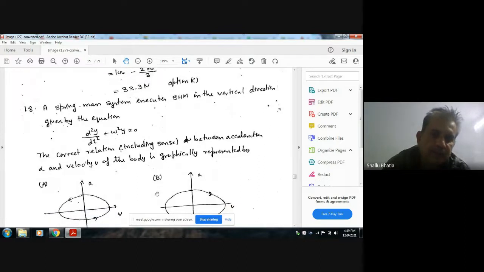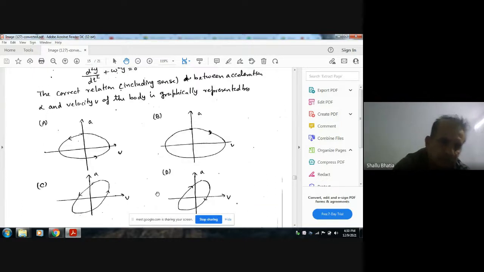A spring mass system executes simple harmonic motion in the vertical direction given by the equation d square y by dt square plus omega square y is equal to 0. The correct relation, including sense, between acceleration alpha and velocity v of the body is graphically represented by which graph? So this is the first graph. Velocity is represented on the x-axis and acceleration on the y-axis. These are the four graphs, and the sense is also given.